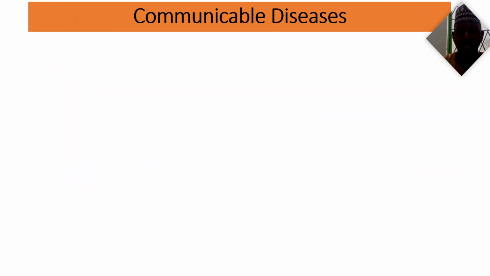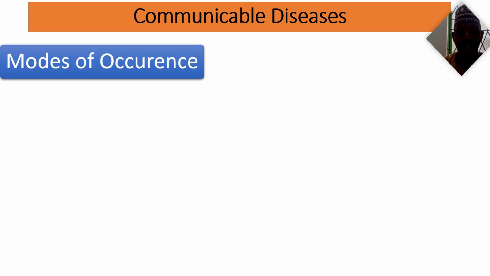So now let's look at the modes of occurrence of communicable diseases. We want to start with communicable diseases and discuss them in detail. Then we take the non-communicable diseases. Now, communicable diseases can occur in several ways. That is, the occurrence of the communicable diseases.